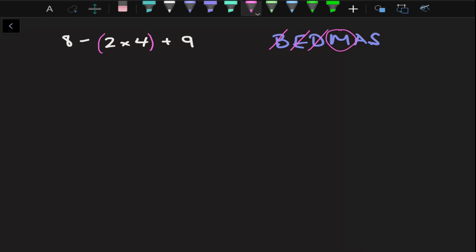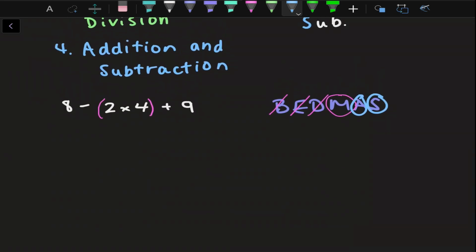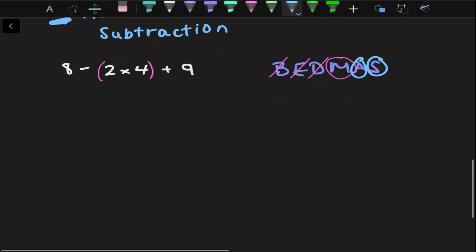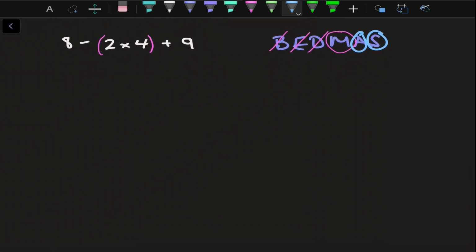And then I have both addition and subtraction. But because those together make up rule 4, we don't have to do anything there because it doesn't matter which order we do them in.